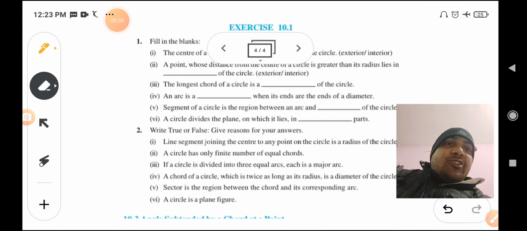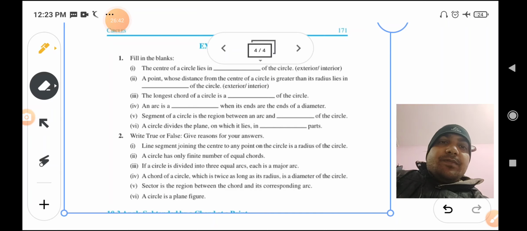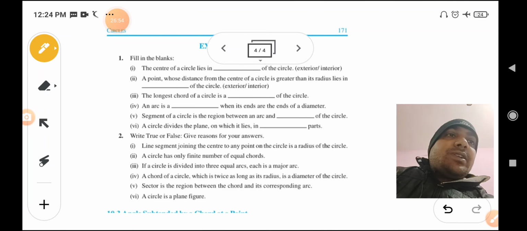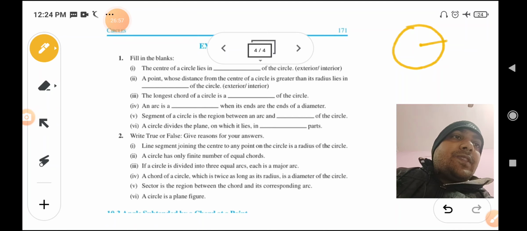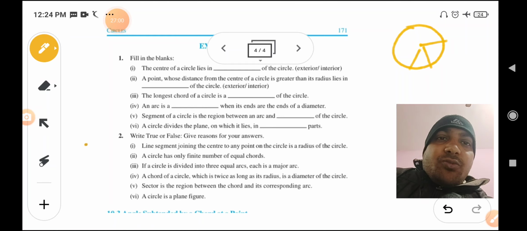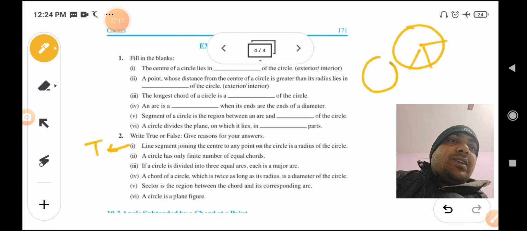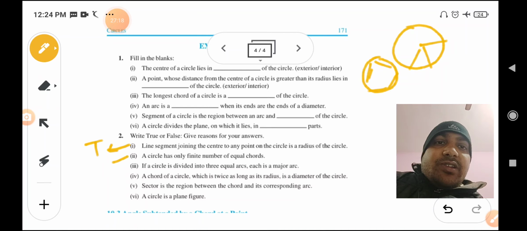First part is line segment joining the center to any point on the circle is the radius of the circle. Very good. We have already studied about it. So this is the correct statement. So this is true. Right. Second part is a circle has only finite number of equal chords. No. In a circle there can be infinite equal chords. So it is false.